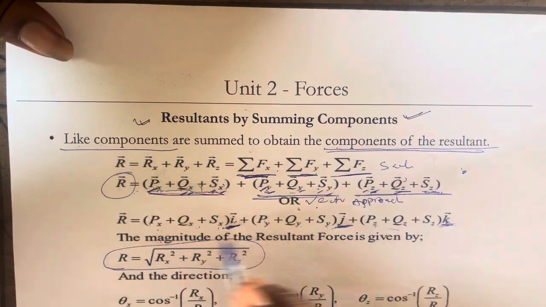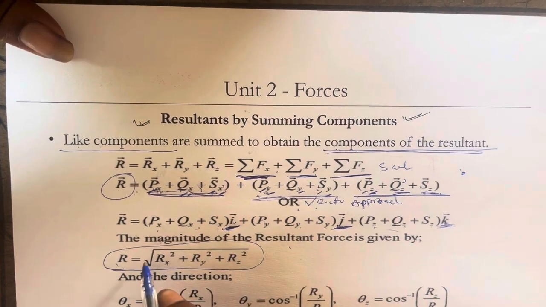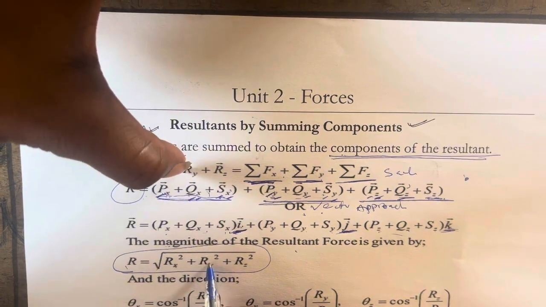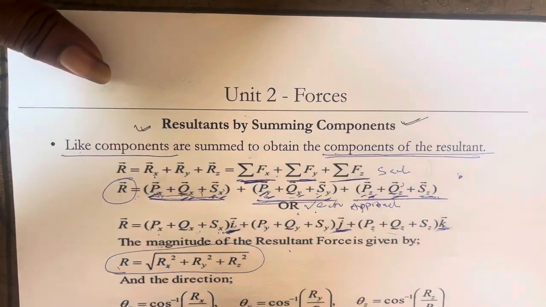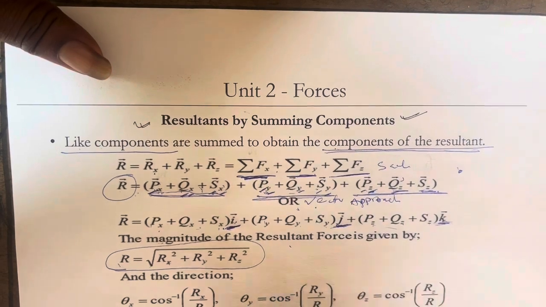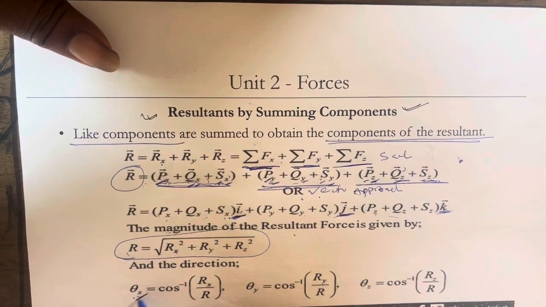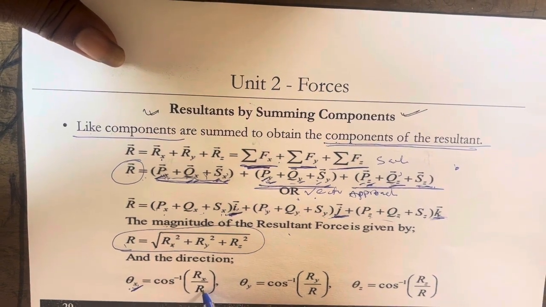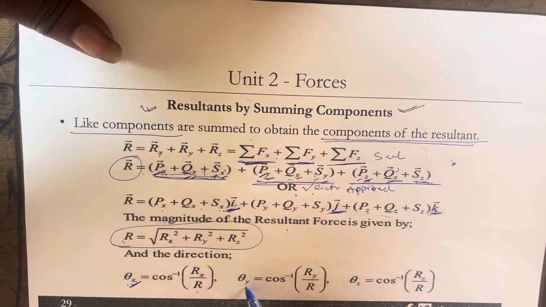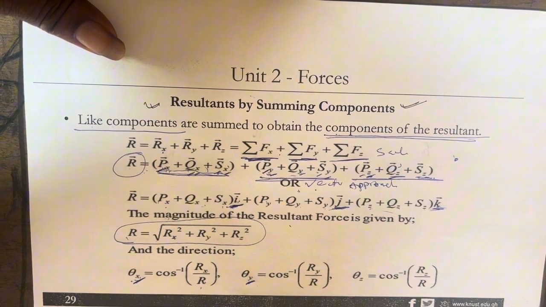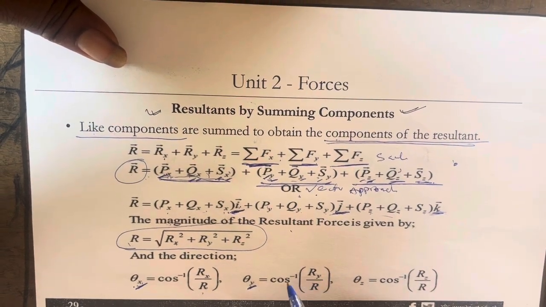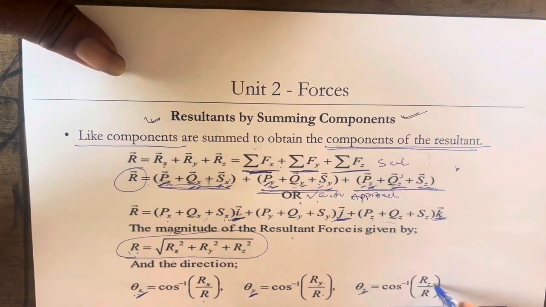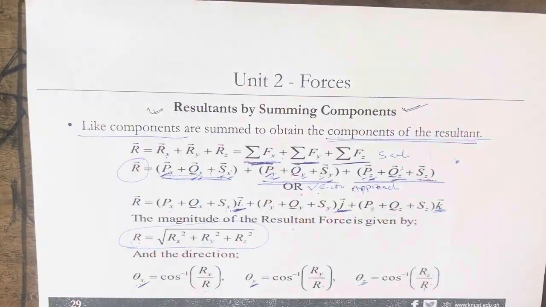And we look at the magnitude of the resultant force. So the magnitude of the resultant force is just the square root of all the resultant components Rx, Ry, and Rz, the square of them. And the direction is very simple. If you have the diagram and I draw it, you realize that if you are finding the direction in the angle of x, theta x, it is Rx over R, the resultant R. If it's the direction in the angle of the y direction, it is cos inverse of Ry over the resultant R. This is the resultant. And if it's z, it is Rz over the resultant R. All right.